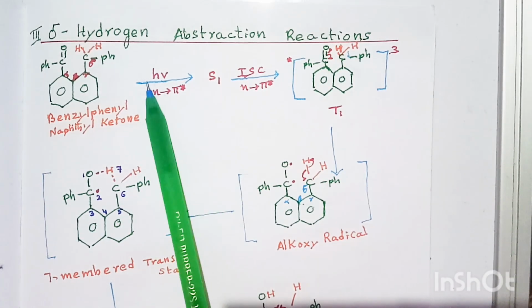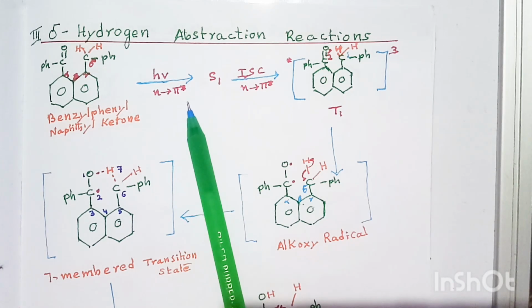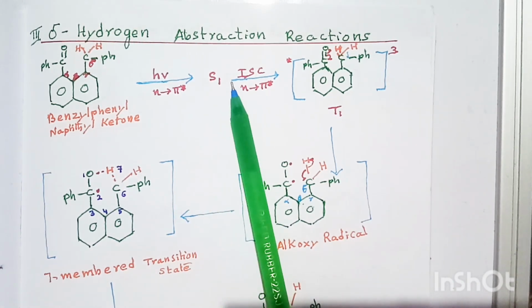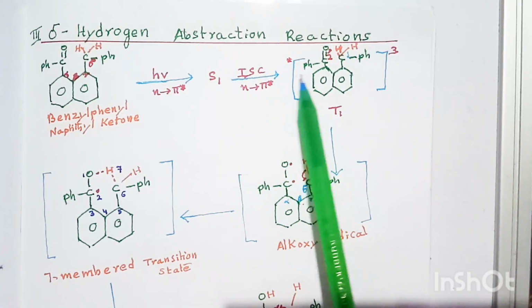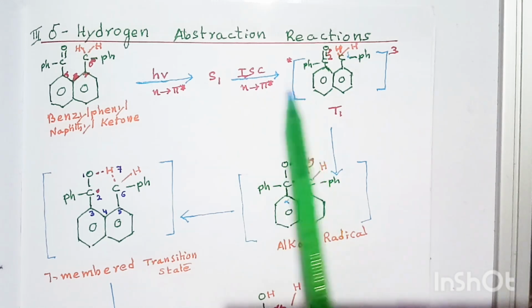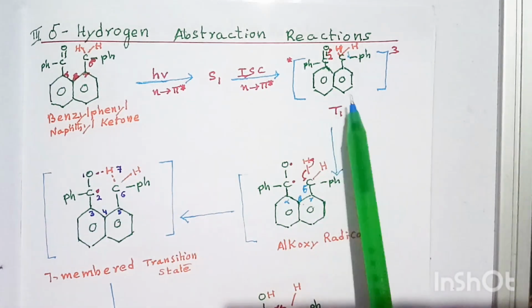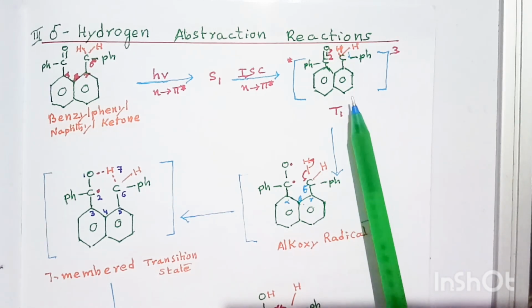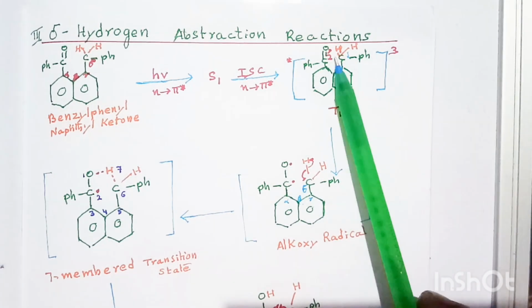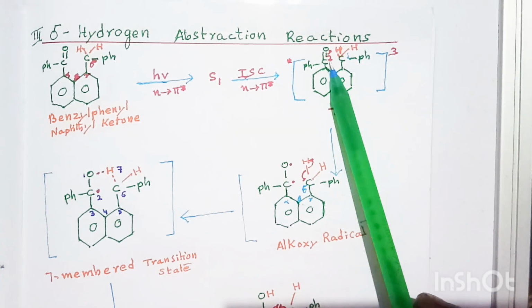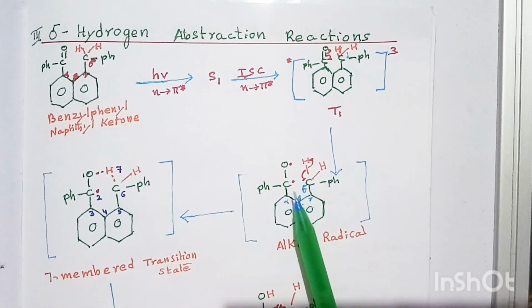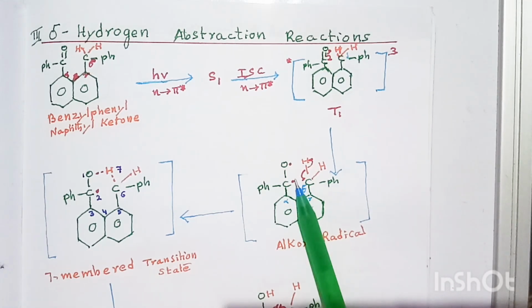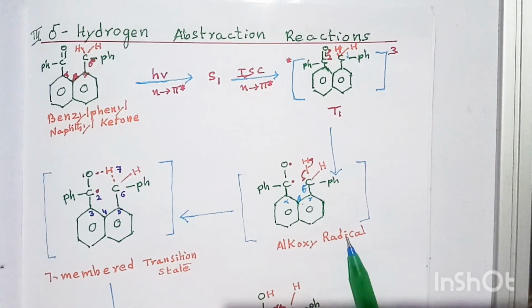When it is irradiated by UV light, it undergoes n to pi star excitation and enters the singlet state. From the singlet state, it enters the triplet state through intersystem crossing. Since it is an aromatic ketone, it can react only in the triplet state. In the triplet state, the pi bond between carbon and oxygen cleaves, forming an alkoxy radical. This is the alkoxy radical: a radical on oxygen and a radical on carbon is called an alkoxy radical.